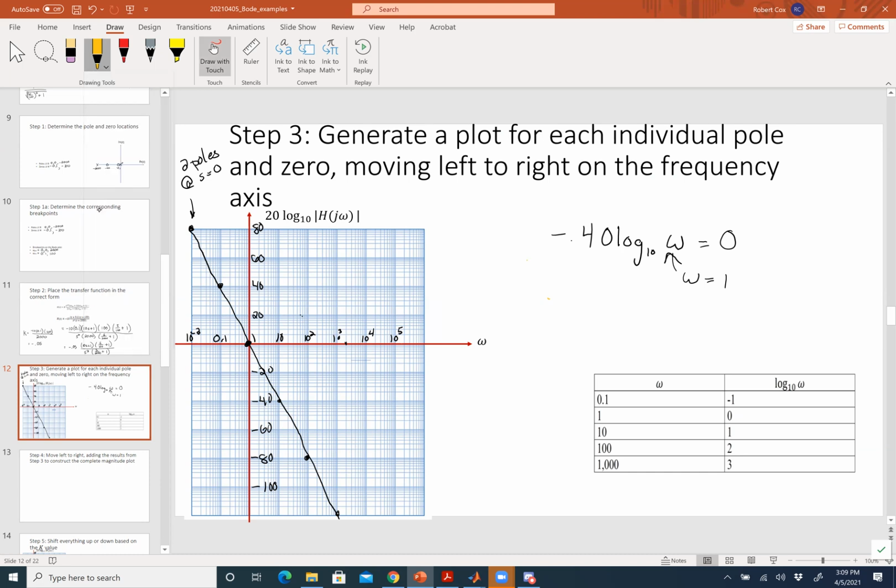For frequencies lower than that, it's 0. For frequencies greater than that, it drops at 20 dB per decade. So that means it starts to fall here at 2000.